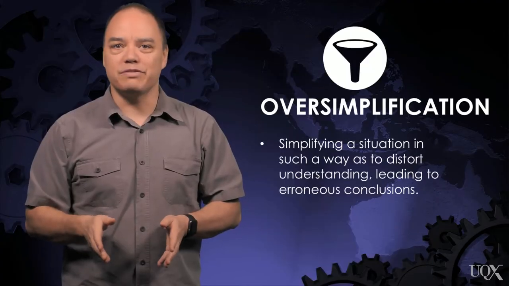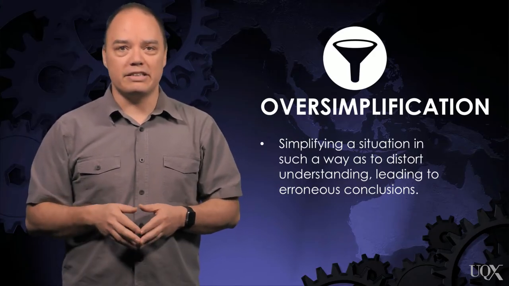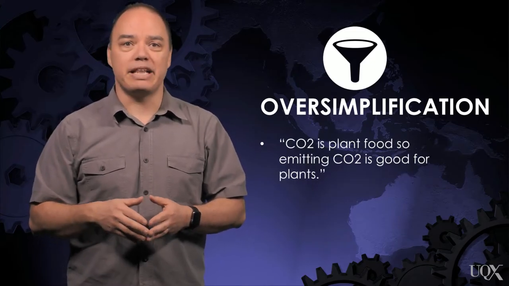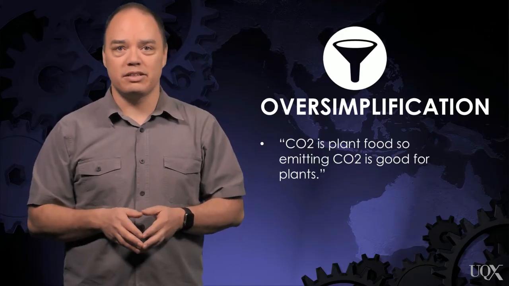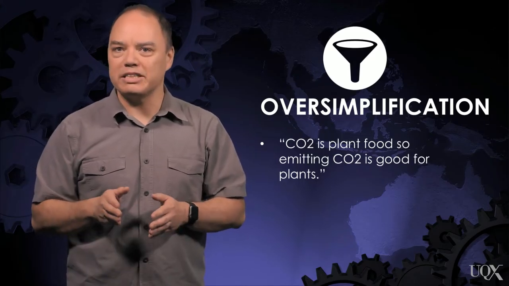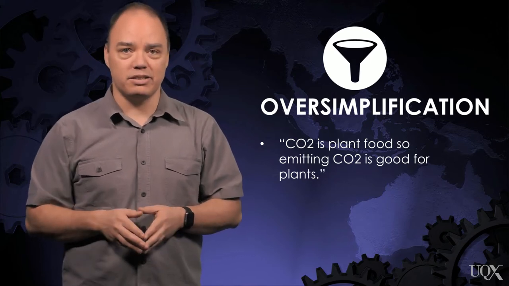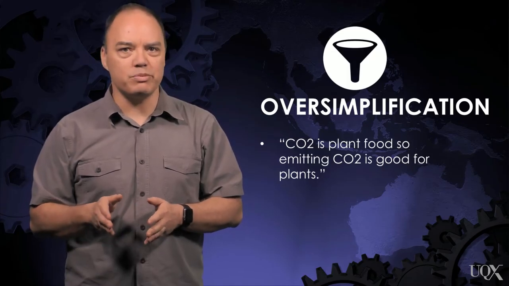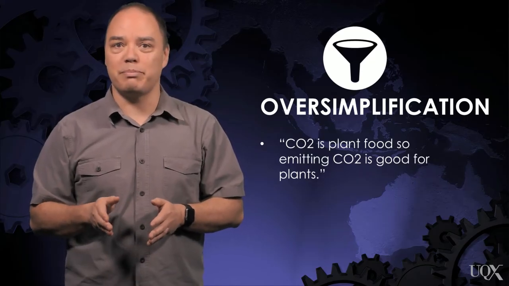The logical fallacy of oversimplification involves simplifying a situation so much that it distorts the science and leads to a false conclusion. One example is the argument that CO2 is plant food, therefore emitting CO2 is good for plants. This argument oversimplifies the nature of plant growth, which requires not only CO2, but also a regular water supply and healthy temperature range. Global warming intensifies the hydrological cycle, causing more extreme weather events such as floods, droughts, and heat waves, all of which disrupt plant growth.